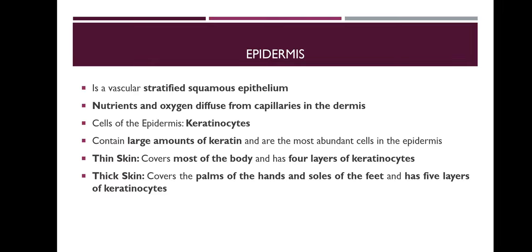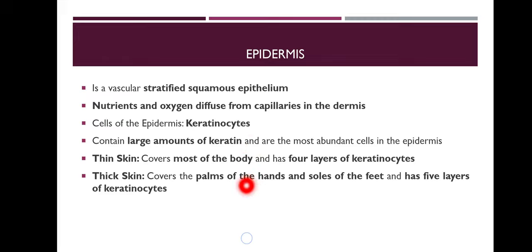It is an avascular stratified squamous epithelium. The nutrients and oxygen diffuse from the capillaries in the dermis. So the nutrients and oxygen necessary for the epidermis are diffused from the capillaries and supplied to the epidermis. The cells of the epidermis are called keratinocytes. The epidermis contains a large amount of keratin, and keratinocytes are the most abundant cells in the epidermis.